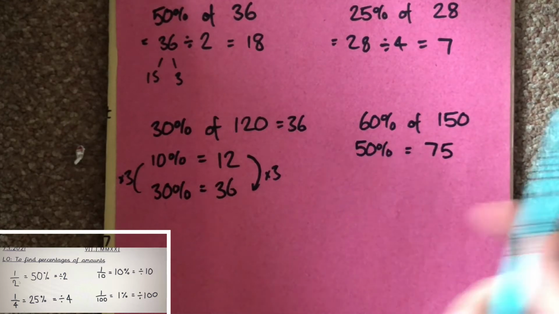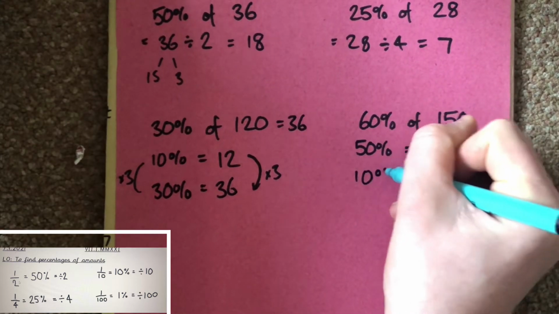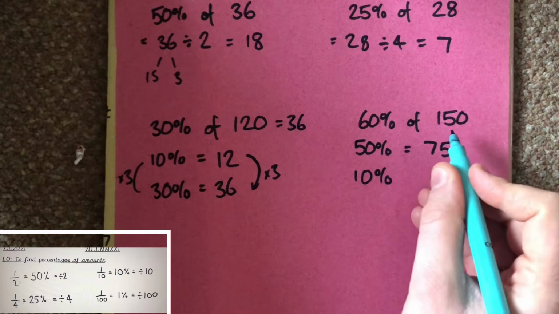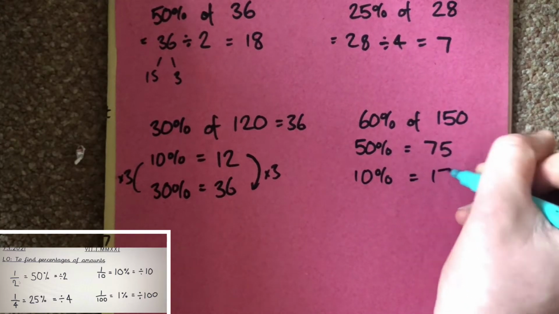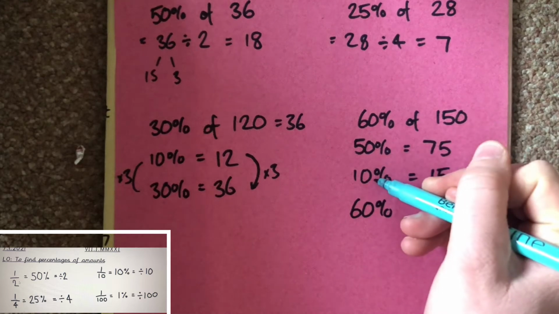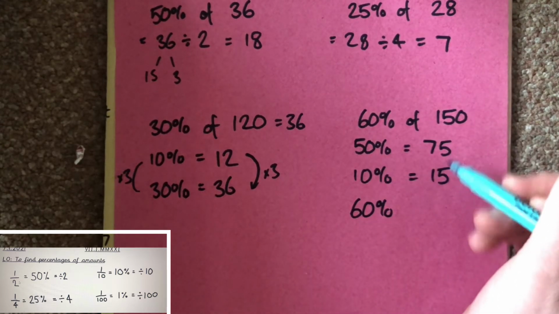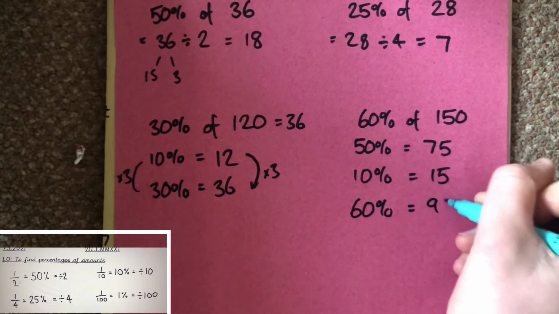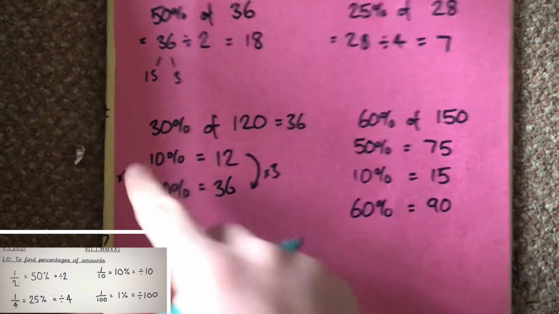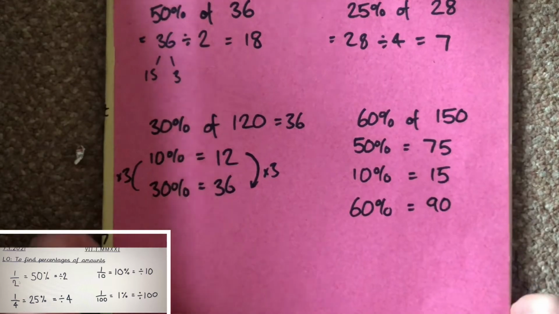I've got 10% left to find. Can I find 10%? Because 50 and 10 is going to get me to 60%. Well, 10% is that divided by 10, so that's going to be 15. So that means that 60% is 50% add 10%, which is 75 add 15, so it's going to be 90. Hopefully that's making sense to us. That kind of question is more like what we're doing on Steady today.